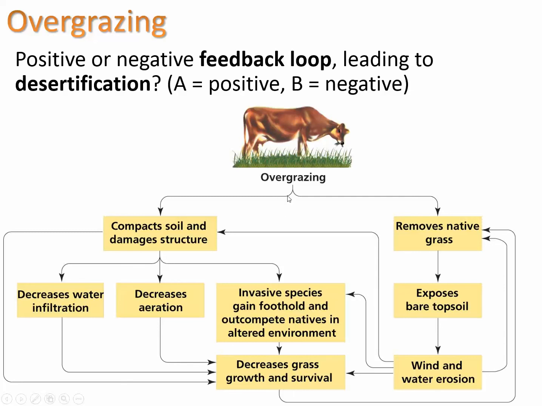And so you also have another problem with overgrazing, which is that these animals are heavy and they compact the soil and damage the structure of the soil, which decreases the aeration that occurs in it. Oxygen cannot get in. It decreases the water that can infiltrate into the soil. And it also makes invasive species able to gain a foothold and outcompete natives in this altered environment. And these all have the effect of decreasing grass growth and survival, which means fewer native grasses, which means more bare topsoil, which means more erosion. So these contribute and get worse and worse because it's the grasses which are holding together that soil and preventing erosion.